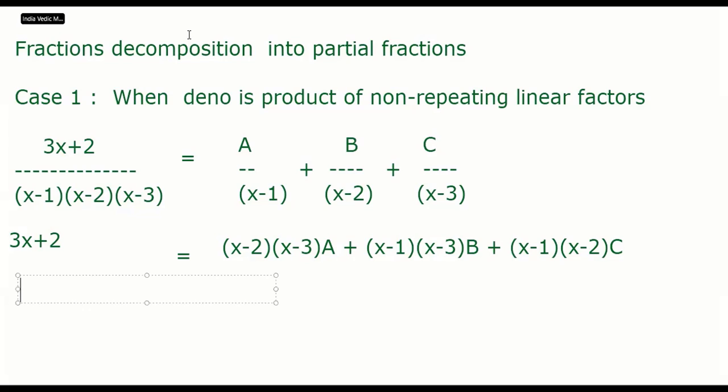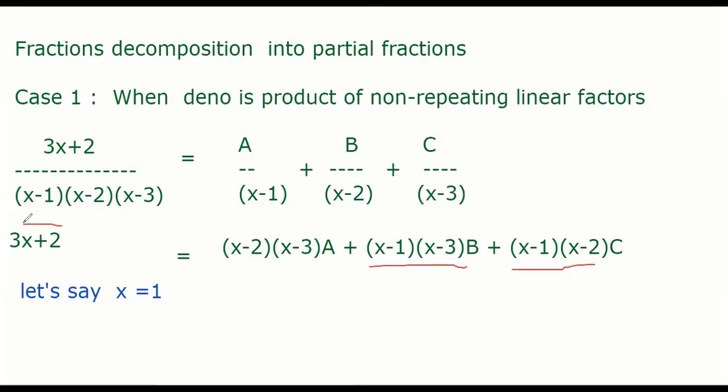What we'll do is, let me write in blue. The best way to solve is to assume values. Let's say x equal to 1. If you put x equal to 1, what will happen, guys? This will become 0, and this will become 0, right? So only this will remain, 3x plus 2 and this. When you put x equal to 1, let's solve.